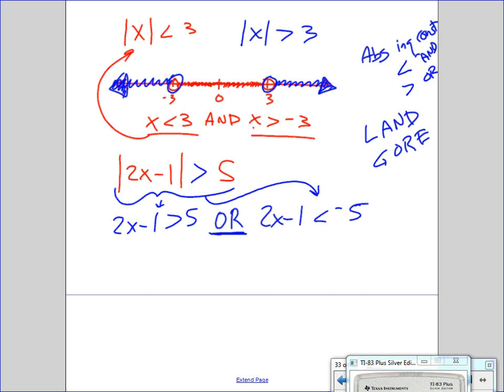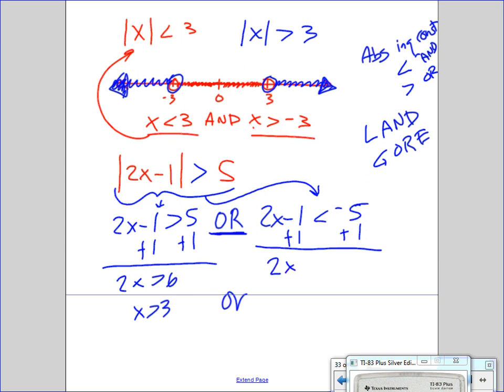See, we have the absolute value of 2x minus 1 is greater than 5. Since it's greater than, it's an or. And then we solve these inequalities again. We add 1 to both sides here. We get 2x is greater than 6. Divide by 2, x is greater than 3. Or, over here, add 1 to both sides. We get 2x is less than -4. Divide both sides by 2, x is less than -2.